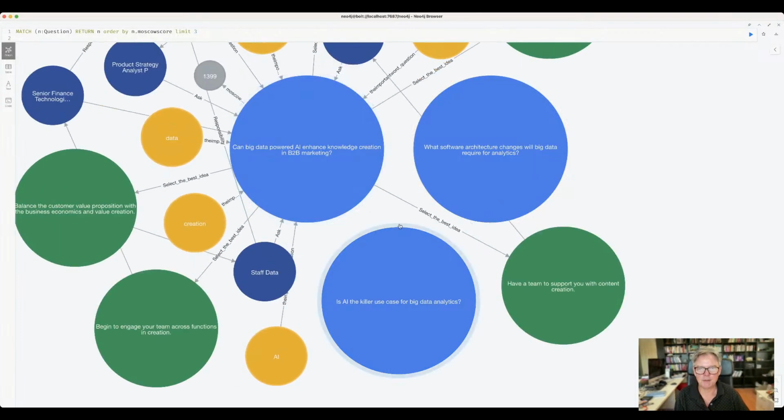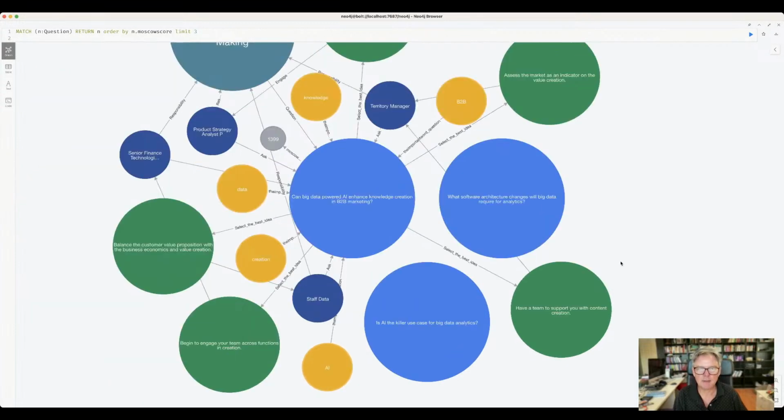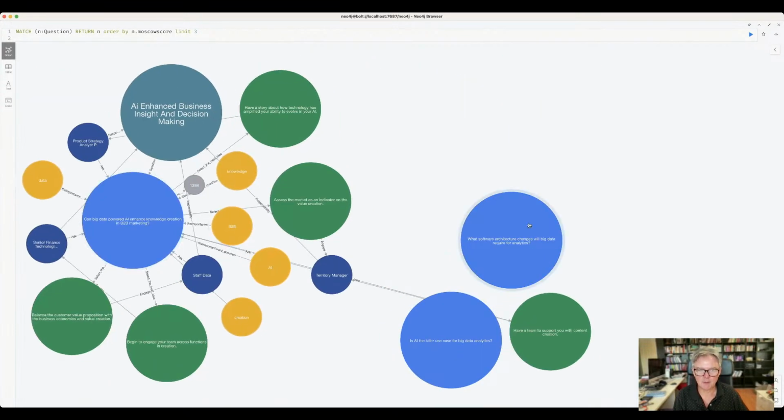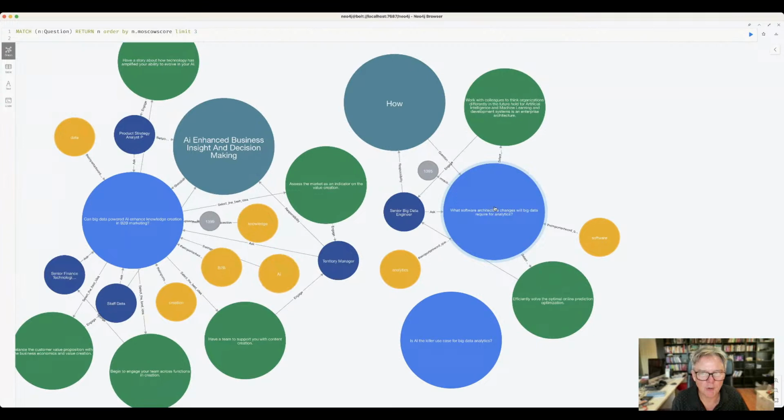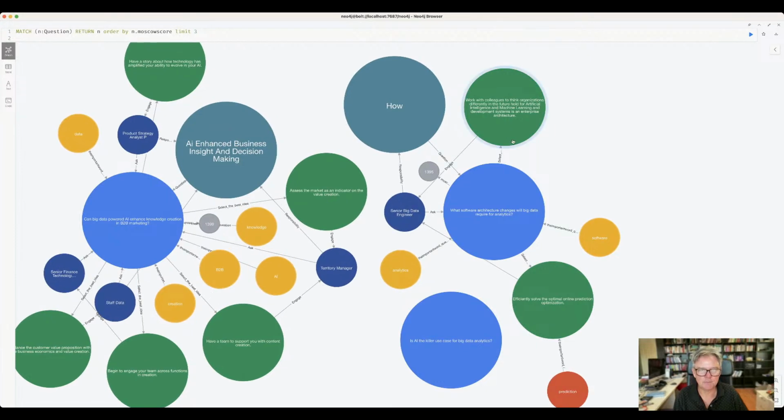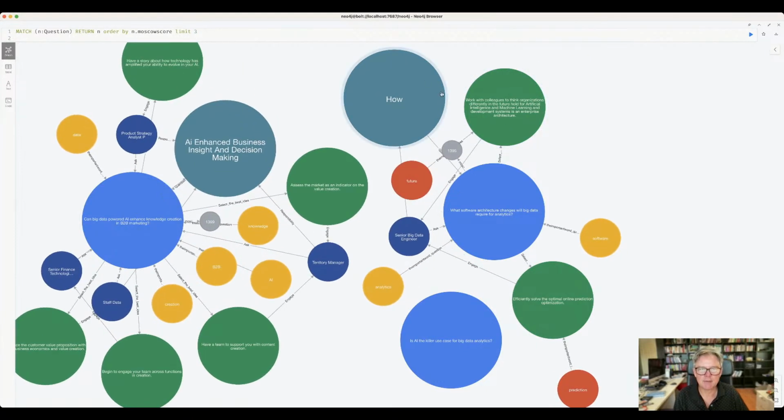We've opened this one up before, so I'm not going to go through it, but let's do that with the other ones. This one. What software architecture changes will big data require for analytics? For the senior big data engineer, work with colleagues that think differently in the organization, future-wise. What will the future hold for artificial intelligence and machine learning? And development teams in an enterprise architecture. Efficiently solve the optimal online prediction optimization. Prediction related. So these are the areas that they need to be focusing on. Let's open it up there.